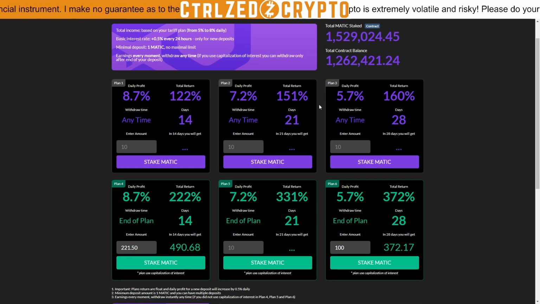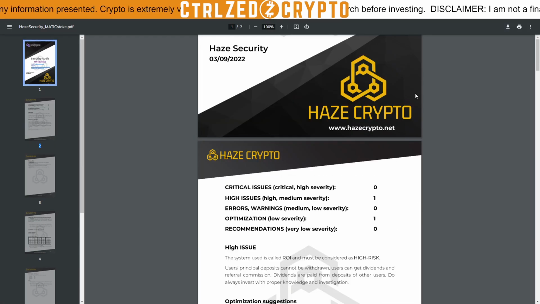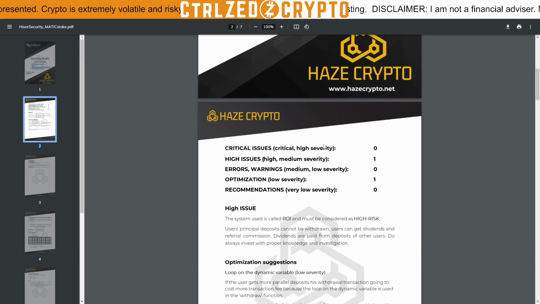So that's one thing to think about. These are not the correct figures, and you need to look at the contract. You need to look at the audit to get the correct figures. So I'm going to have a quick look at the audit here. This is what I look out for.